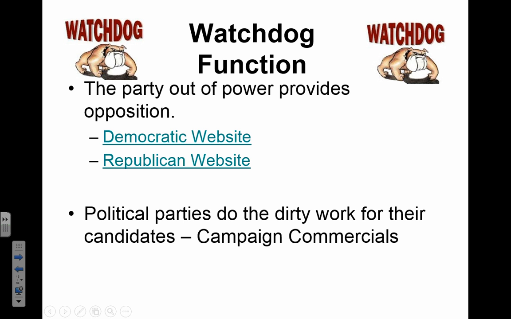But the parties are doing that too. They have a motivation for tattling, and that's to get the other people in trouble with the voters, so they can gain control of government. But it does keep us informed. So there's good and there's bad with that watchdog role, but they do.